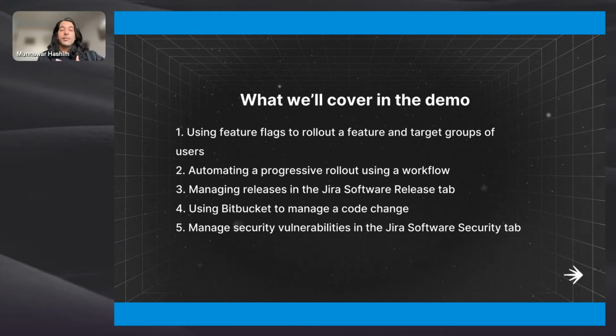So we're going to show a demo, and in this demo, we're going to cover a few things. First is how we can use feature flags to roll out a feature and target specific groups of individuals or segments. Then there'll be an automatic progressive rollout using our workflows features. And we'll also see how the integration links both Jira software and LaunchDarkly. And we'll see how we manage releases in the release tab, using Bitbucket to manage code change, and managing the security vulnerabilities in the Jira software security tab. So I'm super excited for this demo, and I'm just going to load it up here.